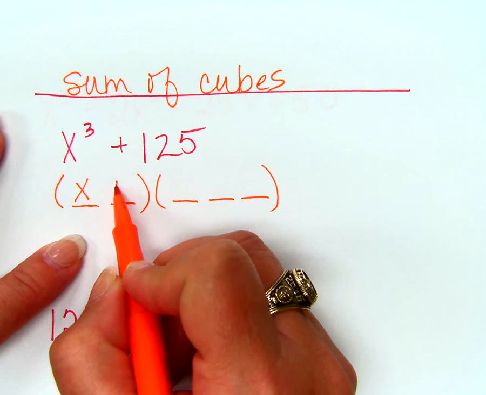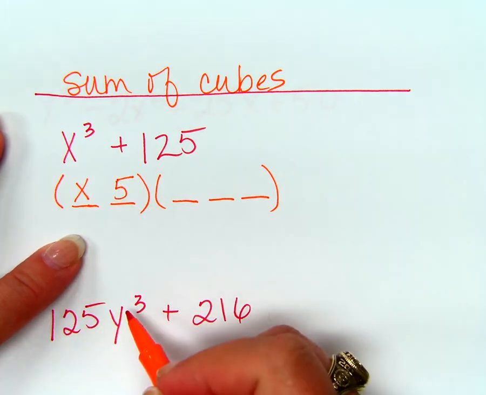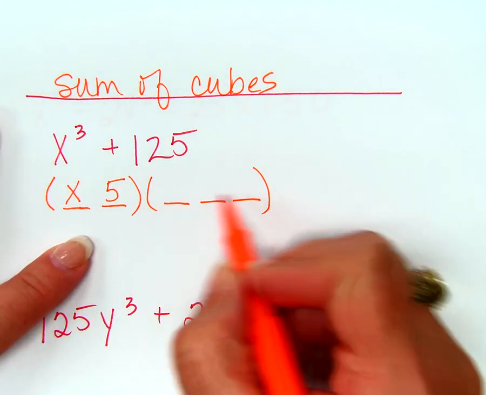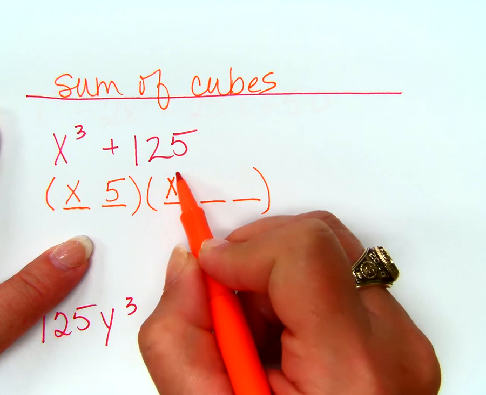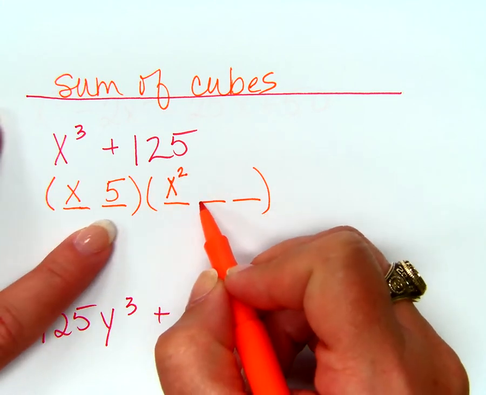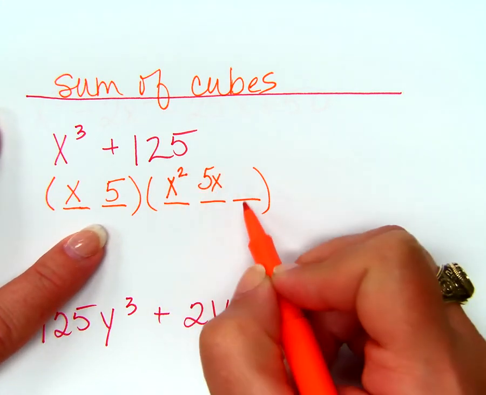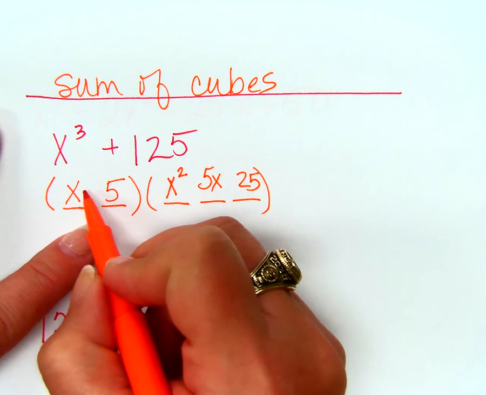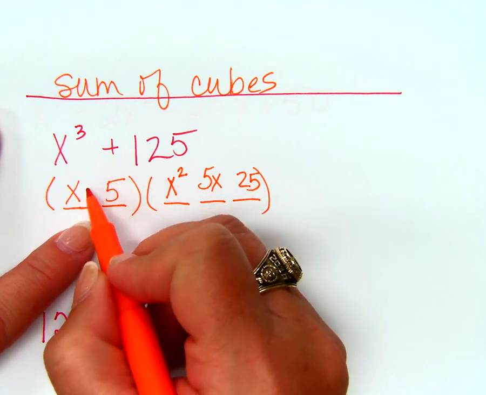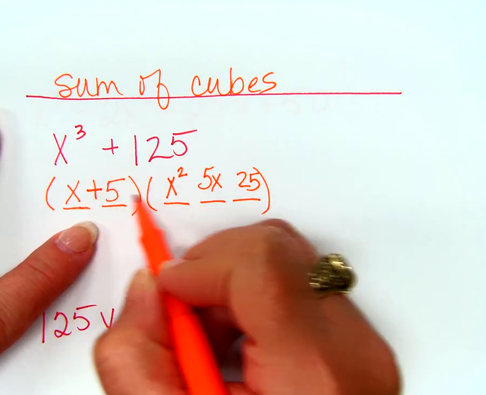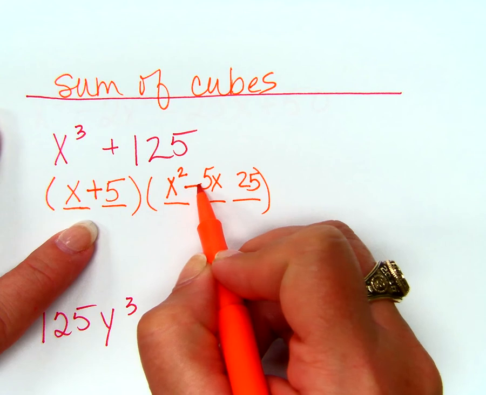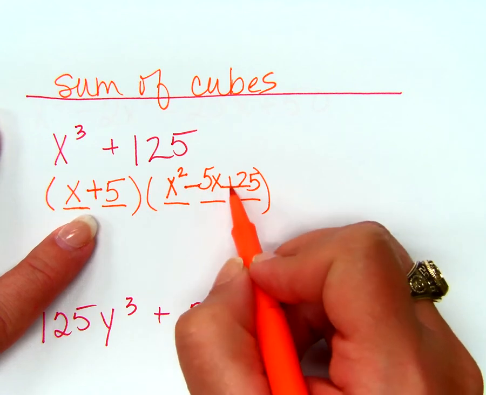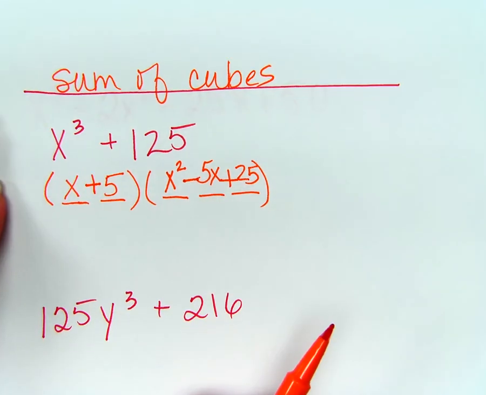X and 5. What goes in the trinomial? X squared, 5x, and 25. What are my signs? What's the sign in the problem? Then it goes here. What's the next sign? Opposite of that. And what's the last sign? Always plus. See? It's just a pattern.